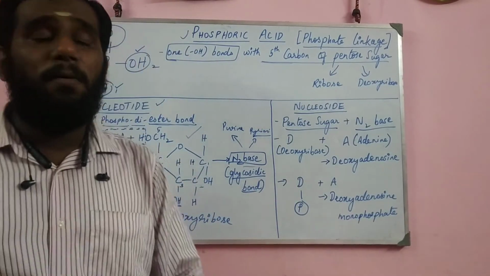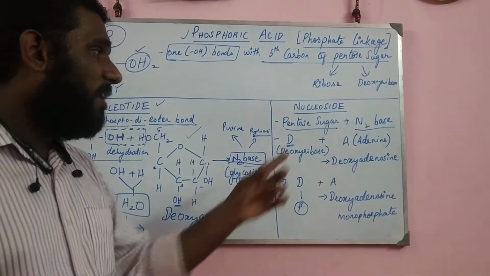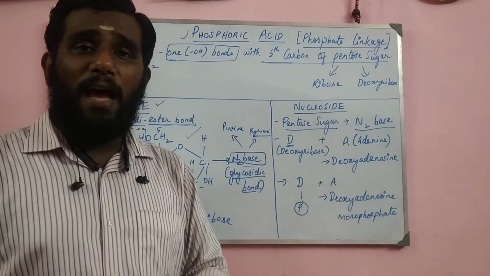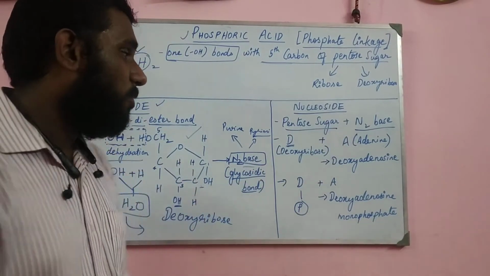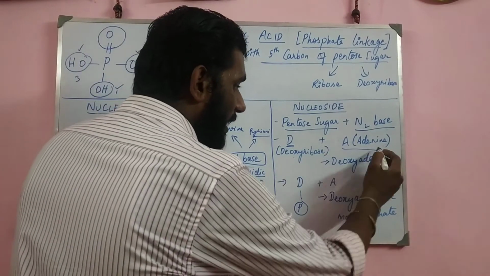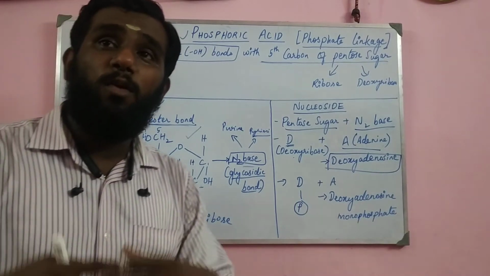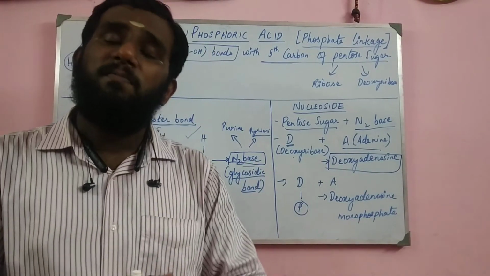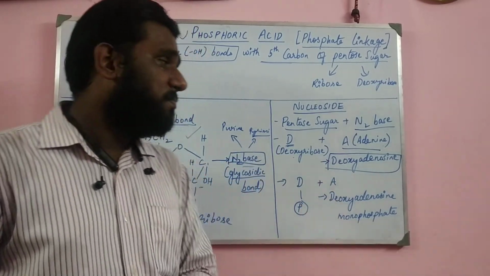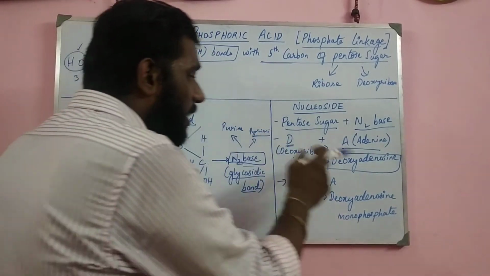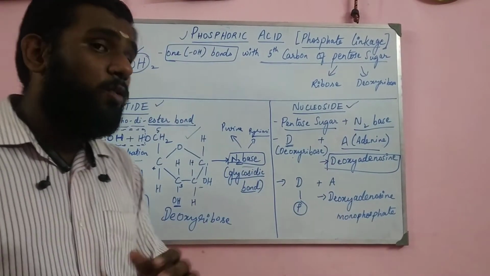Now let us take an example. There is deoxyribose, which is found in DNA. That is a pentose sugar. Along with that, I have to add a nitrogenous base. Say, for example, I am taking adenine. So it is deoxyribose plus adenine, and we have to name it deoxyadenosine. This is as per the nomenclature. I'll be teaching you that a little later. Now, this deoxyadenosine is a nucleoside.